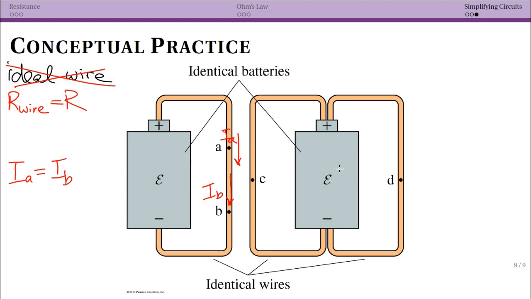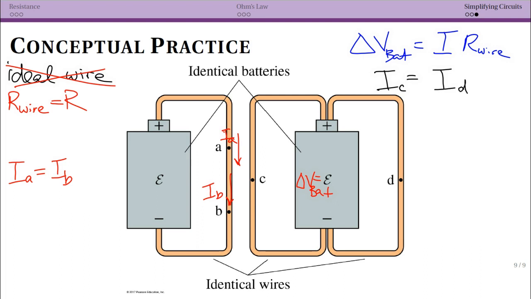And remember that this curly E is your EMF, that's your delta V battery. So there's no limitation to current that is flowing out. Instead, we know that the potential difference across these wires is the same. So if the potential difference is equal to the current through the wire times the resistance of the wire, we can then say that the current through C is equal to the current through D. Why? Because they have the same potential difference across them and the same resistance. So the only way that equation can still be true is if the currents are the same.